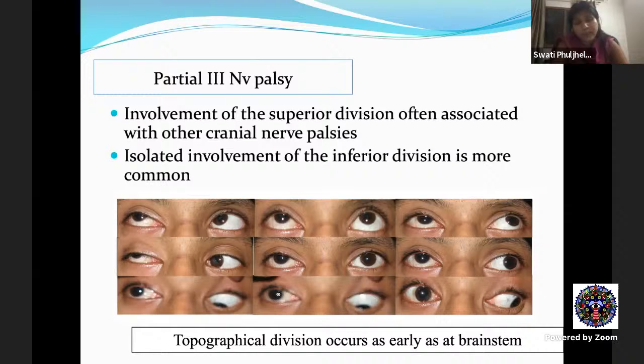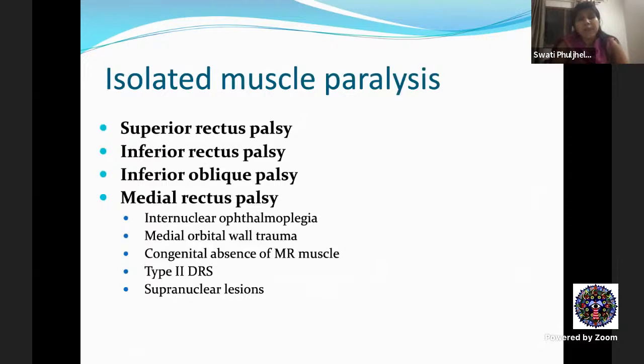So if the superior division is involved, it will classically present as an elevation defect and ptosis, while if the inferior division is involved, you will have the pupillary effect, you will have anisocoria, and ptosis will be absent. Then there can be isolated muscle paralysis because of inflammation, trauma, or direct injury to the muscle. So these things can occur.